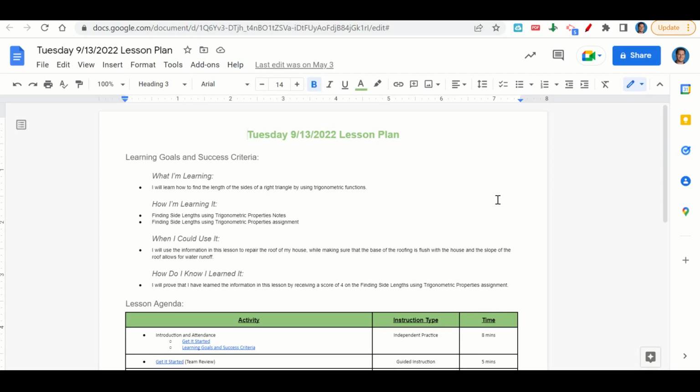First, what are we learning? We're learning how to find the length of the sides of a right triangle by using trigonometric functions. How are we learning it? Through the finding side lengths using trigonometric properties notes and assignment. When can we use this? To repair the roof of your house while making sure that the base of the roofing is flush with the house and the slope of the roof allows for water runoff. How do we know we learned it? By getting a score of 4 on the finding side lengths using trigonometric properties assignment.